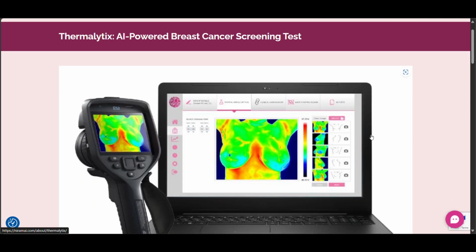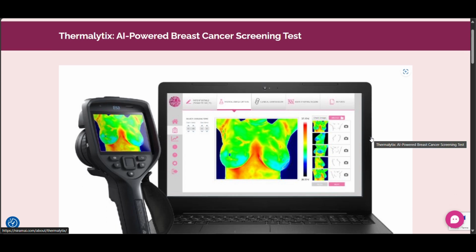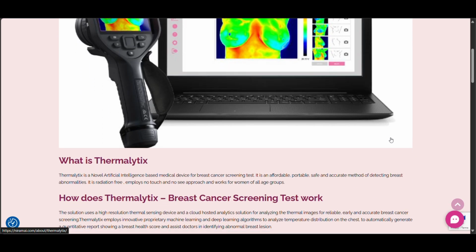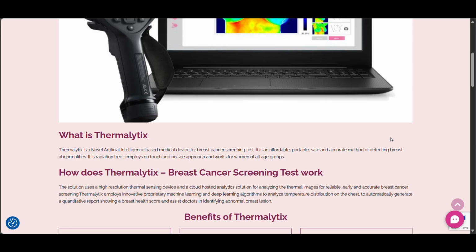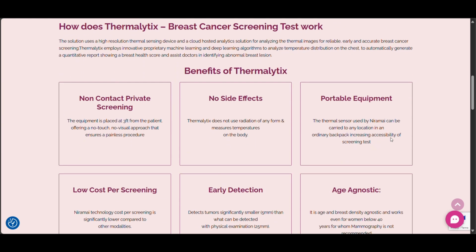Traditional mammography can be uncomfortable and is less effective for women under 45 due to denser breast tissue. Niramai's Thermalytics technology addresses this by using a high-resolution thermal-sensitive device to capture images, which are then analyzed by an AI algorithm to detect abnormalities. This method is not only non-invasive and painless but also more accessible, especially in rural areas where advanced medical facilities are limited.